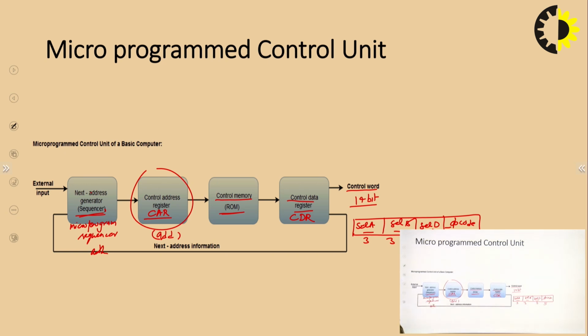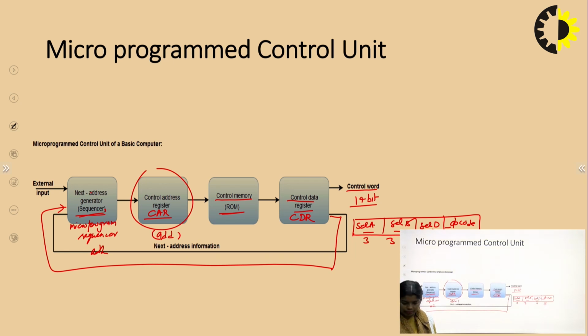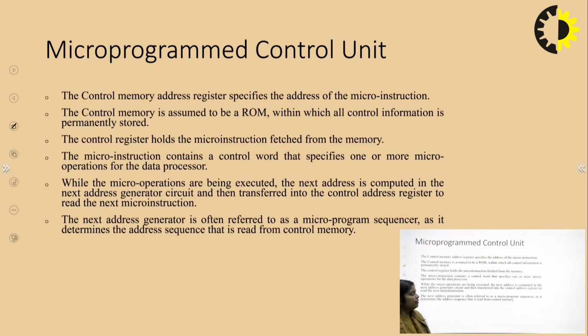So always the microprogram control unit has the output as control word. Whatever information or currently executed instruction, this is going again to the microprogram sequencer, so that you can get the next address which is going to be executed. Now you can see here, that is the microprogram control unit. Here the control memory is assumed to be a ROM. All these control memory addresses and data are permanently stored, and it contains the control word that specifies one or more micro operations for the data processor.